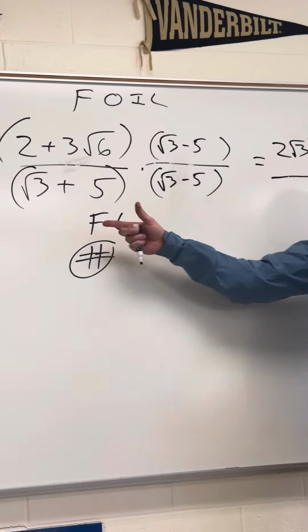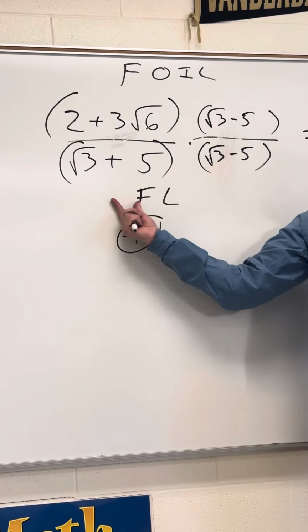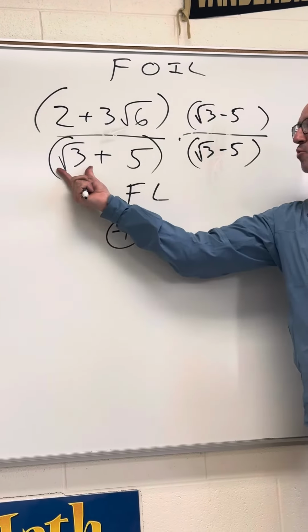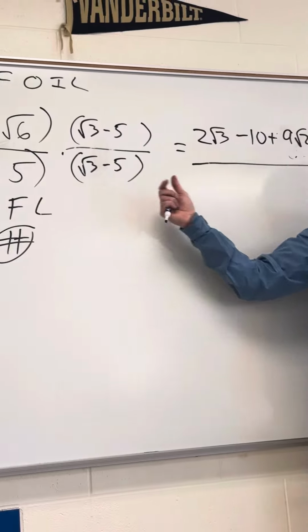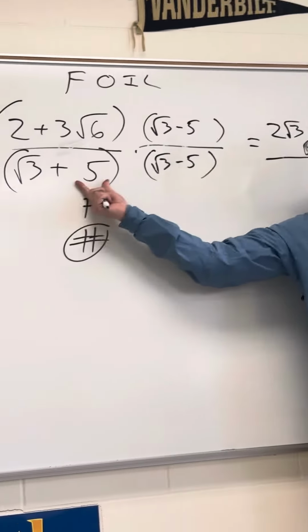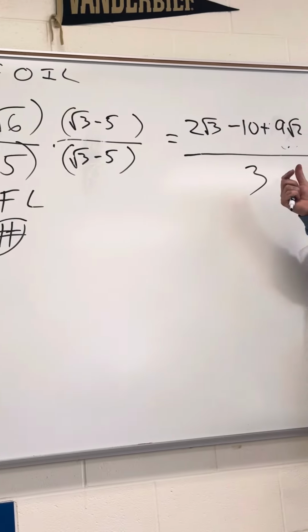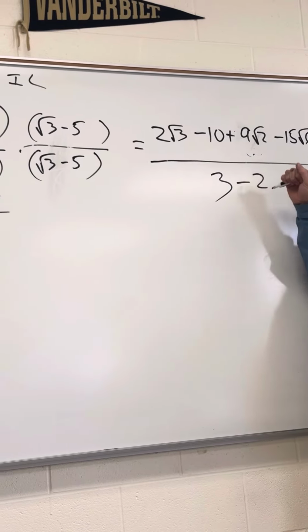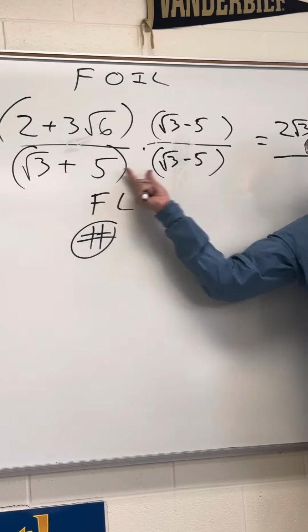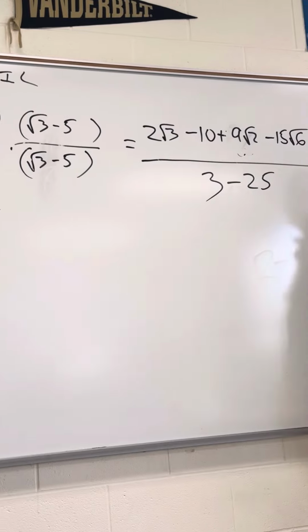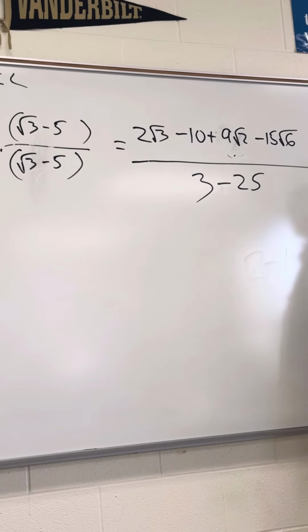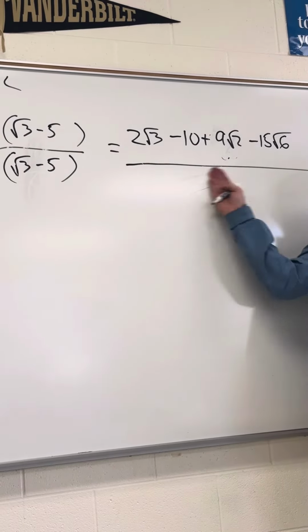So now let's go to the bottom. Conjugates, just do the first and the last. So what's root 3 times root 3? 3. What's your last times your last? Negative 25. Yeah, it's just 5 times negative 5, which is negative 25. What's 3 minus 25? Negative 22.